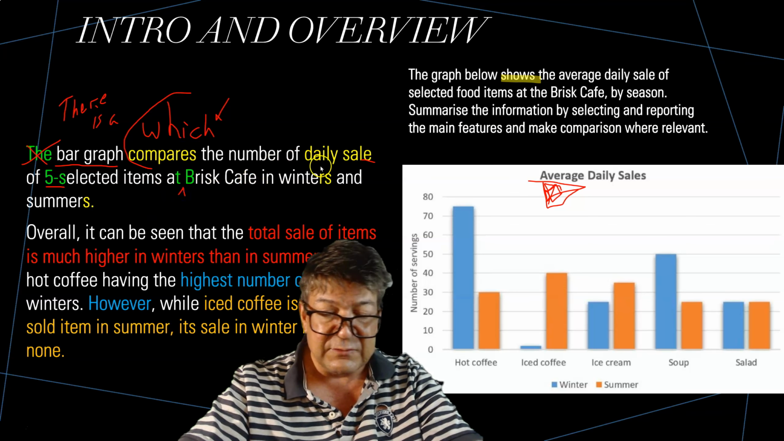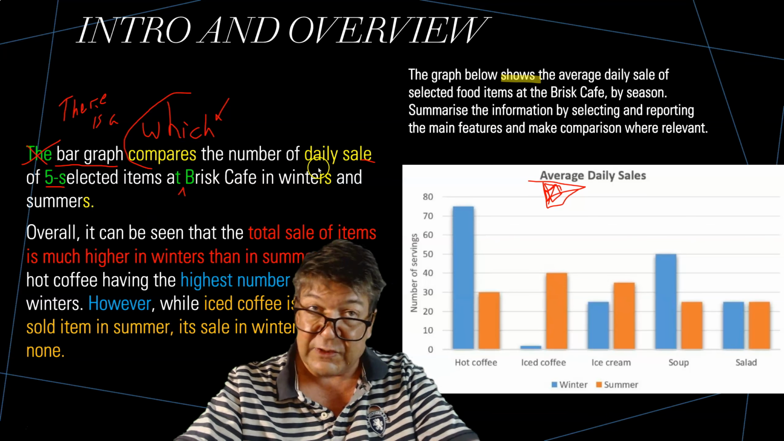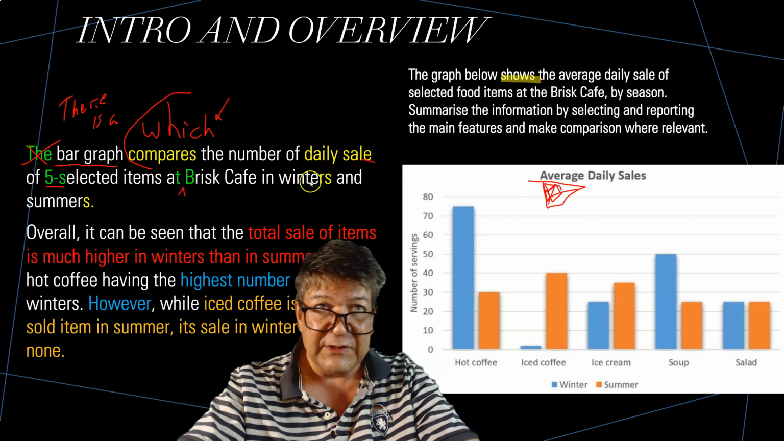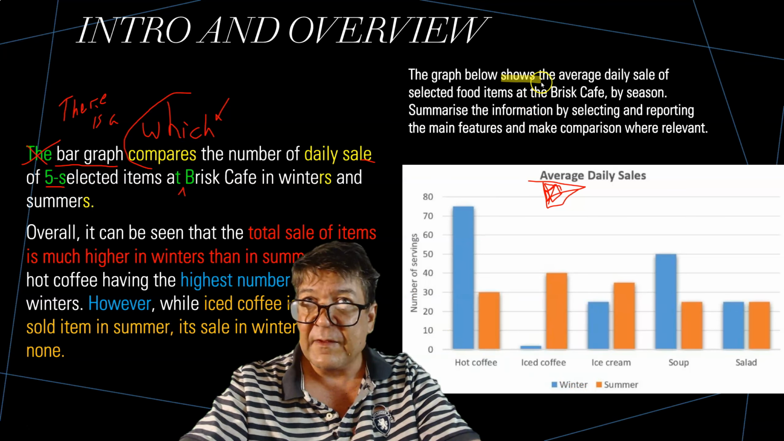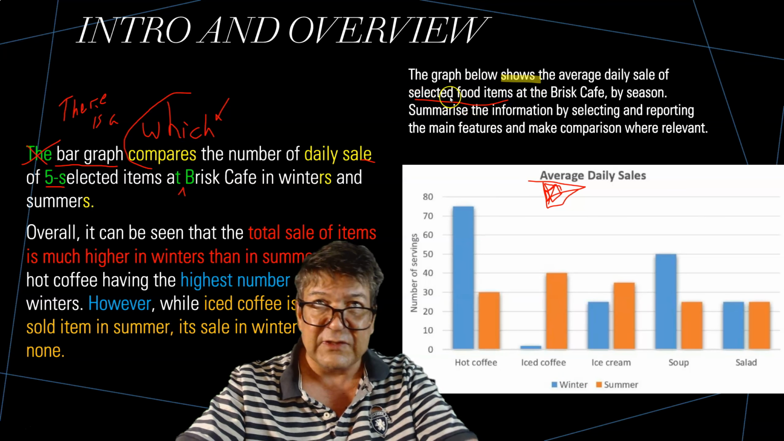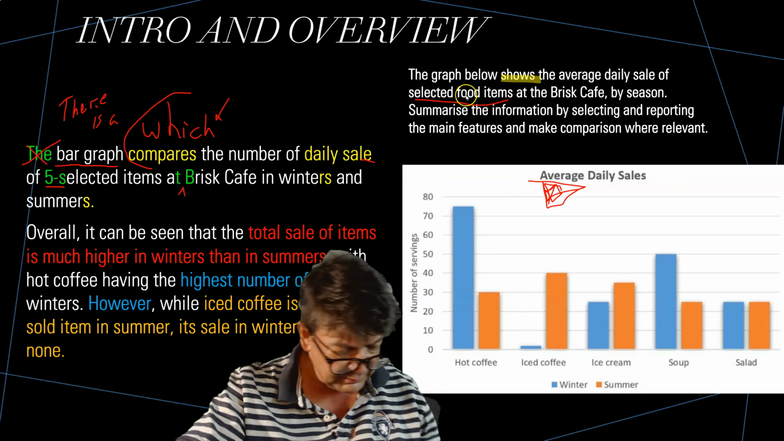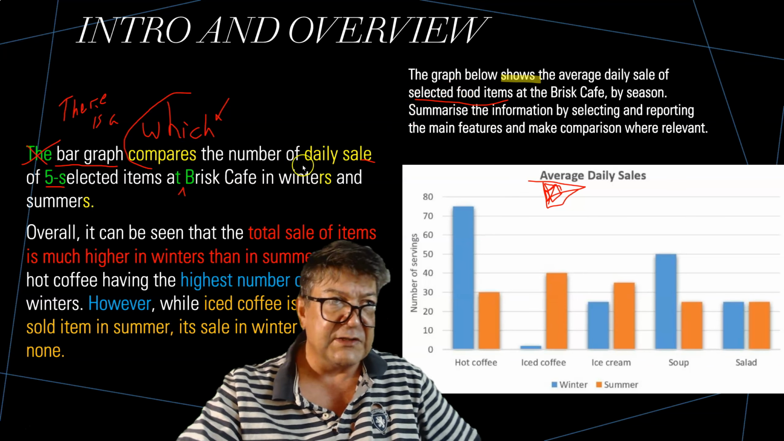"In winters," we don't know that. Could be just one winter. "And summers." See, far too much usage of "5 selected items." Selected food items. Selected. Certain. Particular. All kinds of words you could use there.